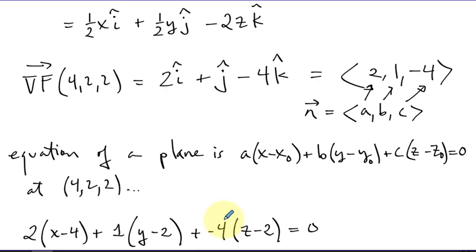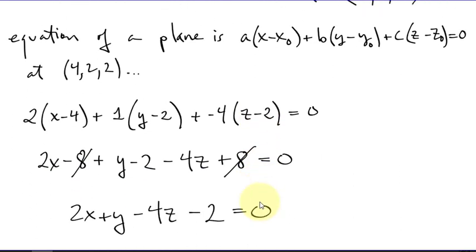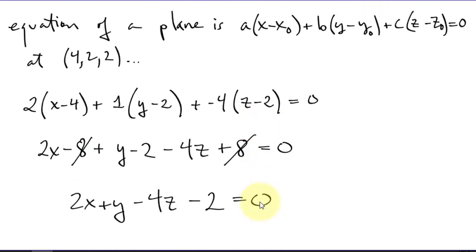I want to plug in. The A is 2, x minus the x naught is 4, the B is 1. So I've got y minus the y naught is 2 right here, and then I've got negative 4 times z minus the z naught. The z naught is 2. And there's so many things to keep track of there. So then distribute and simplify. And there's the equation of the plane.